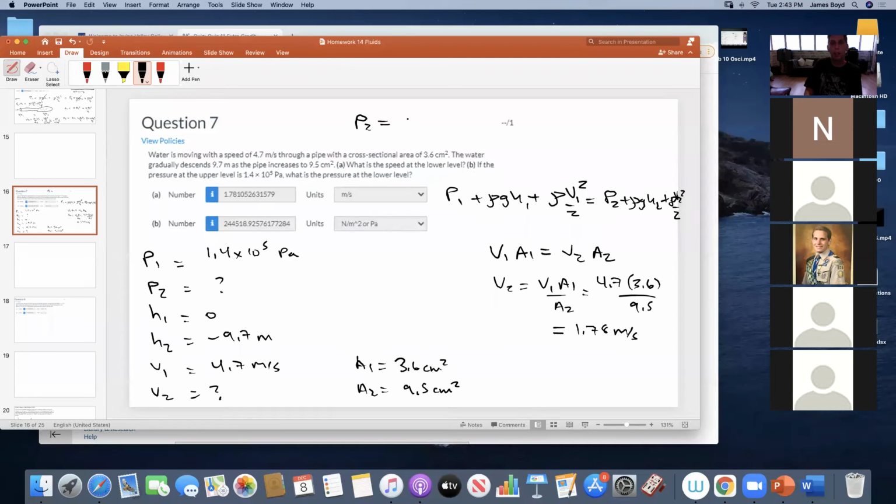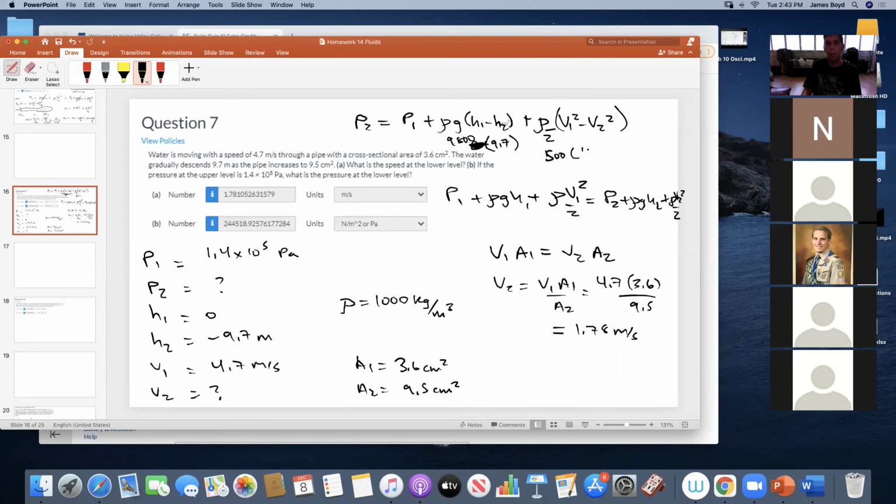So P2 is going to be equal to P1 plus rho g (H1 minus H2) plus rho over 2 times (V1 squared minus V2 squared). And here we can just plug things in, remembering that rho is water, so it's 1,000 kilograms per meter cubed. P1 we were given is 1.4 times 10 to the fifth, plus 1,000 times 9.8. This is zero minus a minus, so this is plus 9.7. So this is 9,800 times 9.7. Plus 1,000 divided by 2 is 500 times 4.7 squared minus 1.78 squared. And if we do all that, we'll get this number.